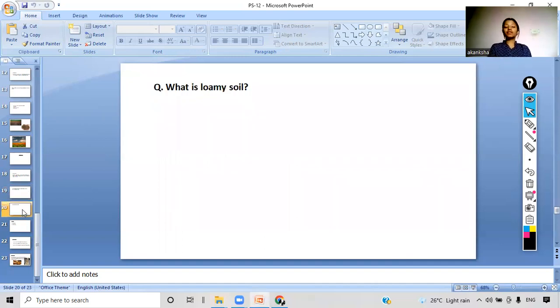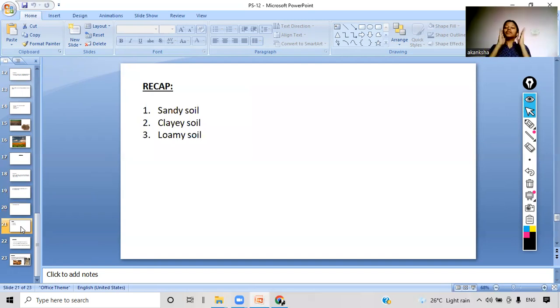So let's see some more details. One more question: what is loamy soil according to you? You can write your answers in the chat box. Yes, loamy soil is soil which has high water draining capacity, and the crops growing in it are lentils, potatoes, cotton and others. These are the functions of loamy soil. Now coming to the recapitulation part. Today we studied the different types of soil: the sandy soil, the clay soil, and the loamy soil.